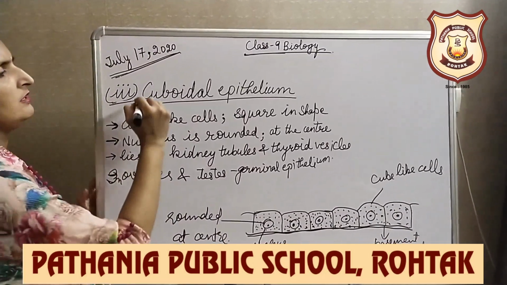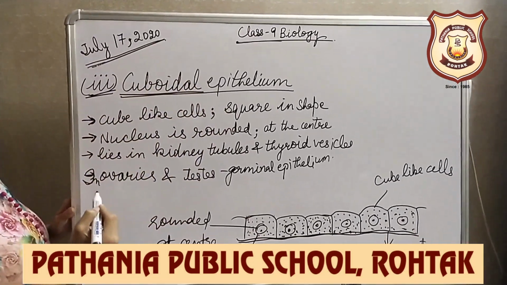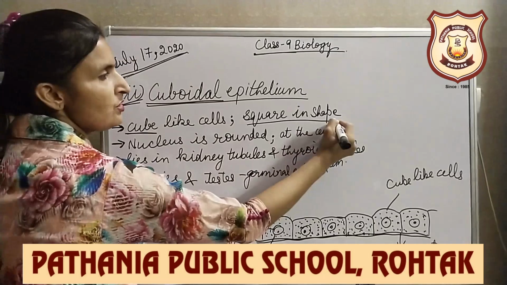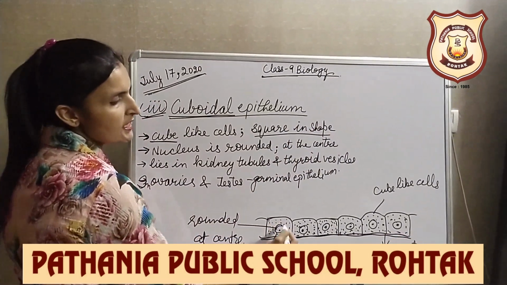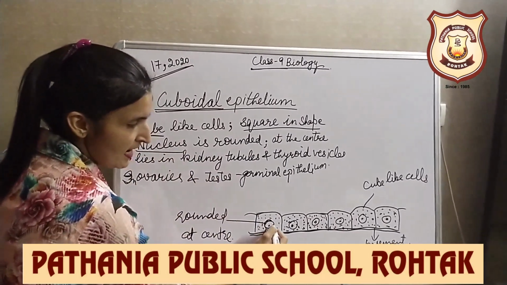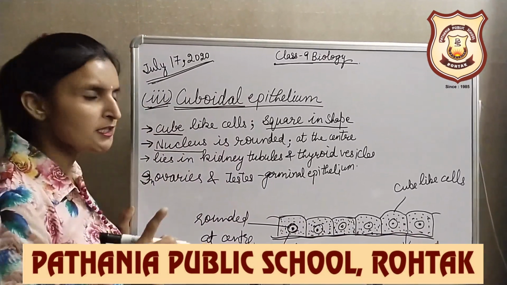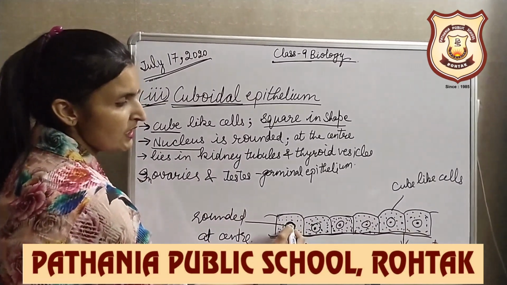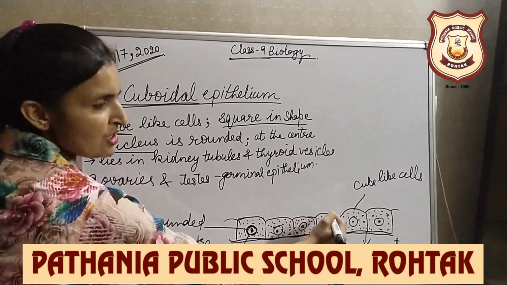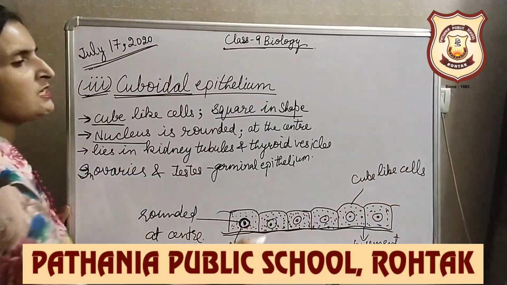The third type of epithelium is the cuboidal epithelium. As the name indicates, the cells are cube-like, which appear square in shape where all sides are extremely equal. The nucleus lies in the center and is rounded. In the columnar epithelium, the nucleus was elongated and at the base. Here the nucleus is rounded and it lies in the center. The cells fit to each other like tiles and lie on a membrane called the basement membrane.